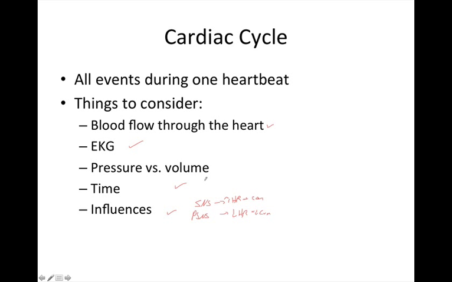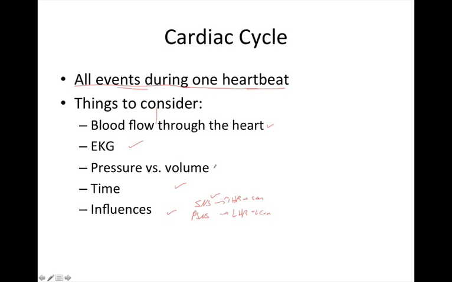So if we were to define the cardiac cycle, we would say all events during one heartbeat. Now, I shouldn't say all at once, but all the events that are occurring during one heartbeat. So basically, the sympathetic nervous system increases the activity of all of the events during one heartbeat, and vice versa with the parasympathetic nervous system.